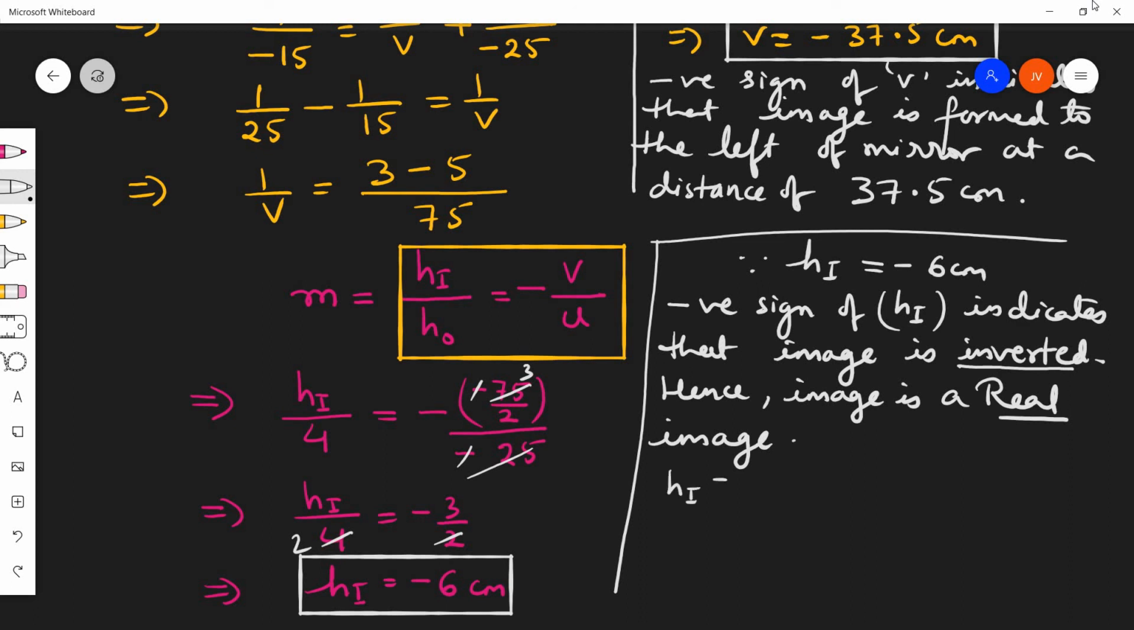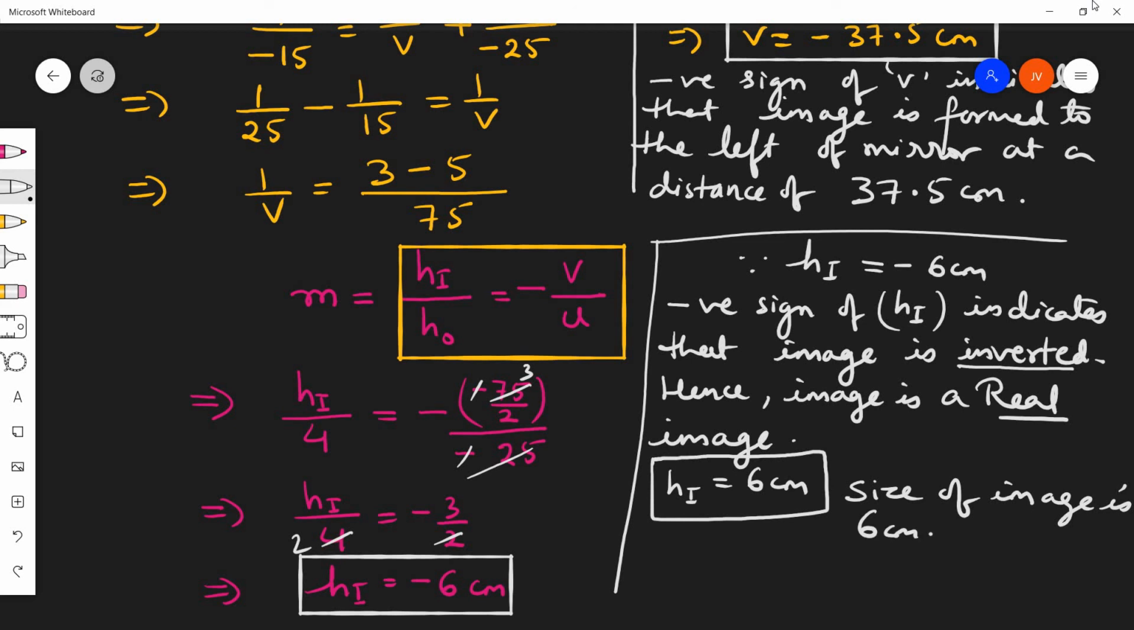hi is 6 centimeter. So what is the size of the image? Size of image, we should say 6 centimeter, not minus 6. Minus 6 is a small number. So size of image is 6 centimeter. Negative hi indicates the nature, that means where it is formed. It is formed below the principal axis, so it is negative. So size of image is 6 centimeter, not minus 6. Minus 6 is a wrong usage.